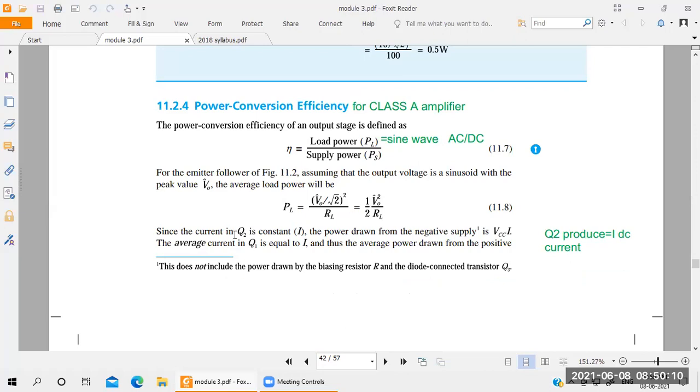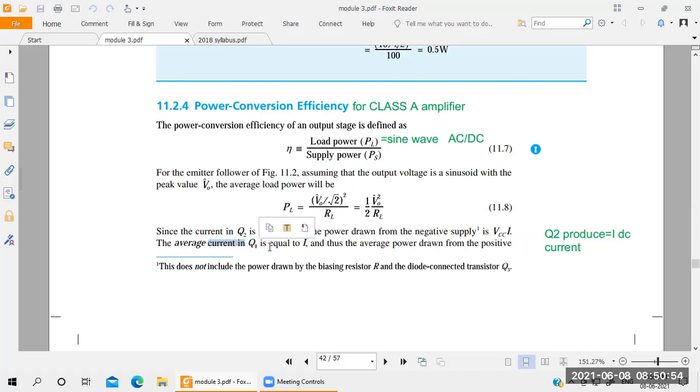Here the output power is from the Q1 transistor. Understood? Q1 is the output transistor, right? Q2 is the driver transistor. Here the driver transistor will generate the constant current I, because it receives the negative voltage, minus VCC. The emitter is connected to negative VCC here, so it will generate the constant current. When you come to Q1, the output transistor, we can calculate the average current, because there is an AC current for Q1, positive current and negative current. For that you take the average. Understood? So for average, you always have to take AC current and AC voltage.